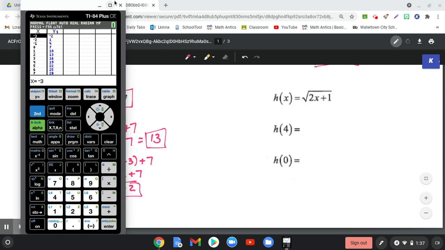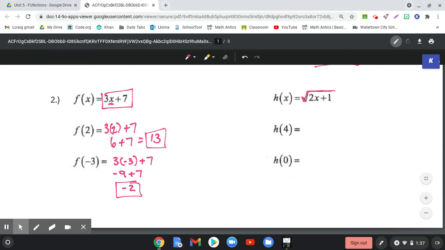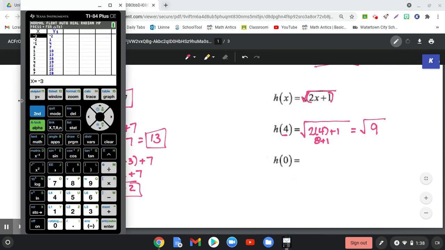All right, h of x, this function has the square root of this whole thing. So you're going to want to do 2 times x plus 1 and then take the square root. So instead of x, this time we're using 4. So we have our square root, 2 times 4 plus 1. Ignore the square root for now. Let's just simplify. 2 times 4 is 8 plus 1 would be 9. The square root of 9 is 3. And if you're not sure, we can hit second mode to go back to the home screen. Second x squared. See the square root above it? Second x squared, 9, enter.